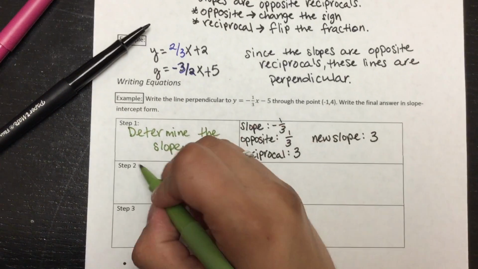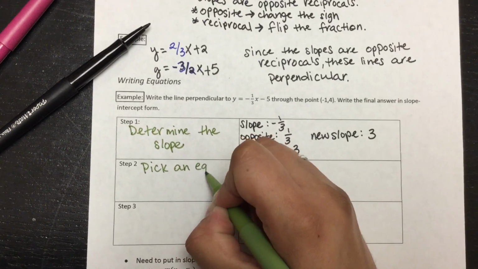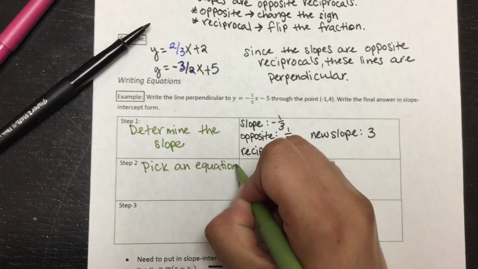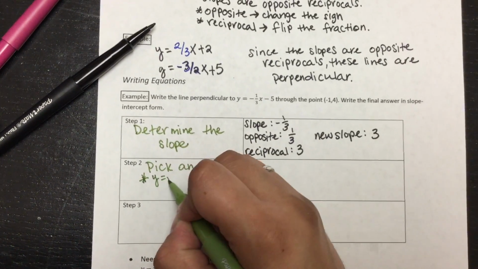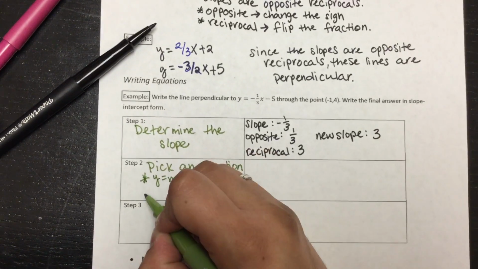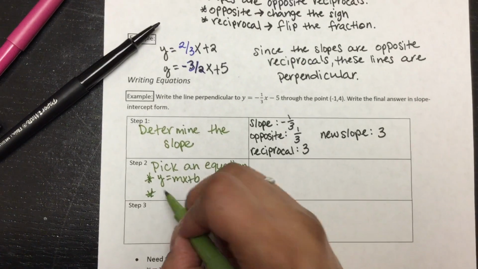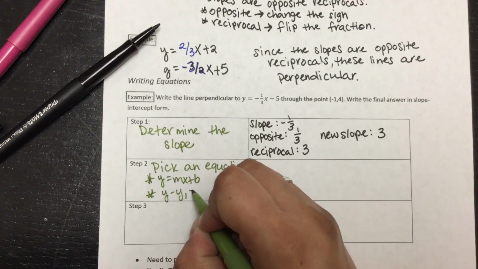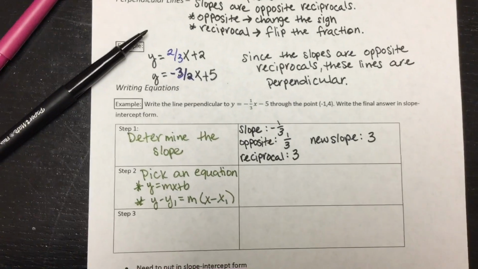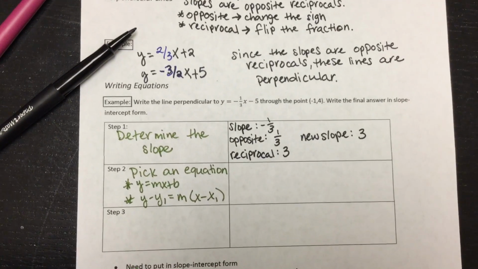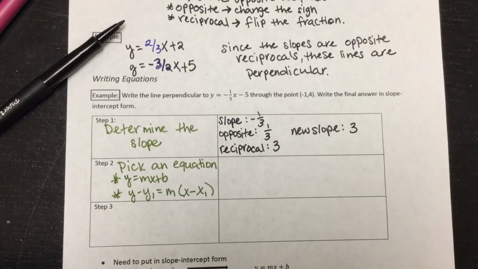Step 2, we need to pick an equation. So you can either pick from y equals mx plus b, so slope-intercept form, or you can pick from point-slope form, which is y minus y1 equals m times x minus x1. Keep in mind, if I'm ever going too fast in this video, you may pause it and write what you need to and then push play.